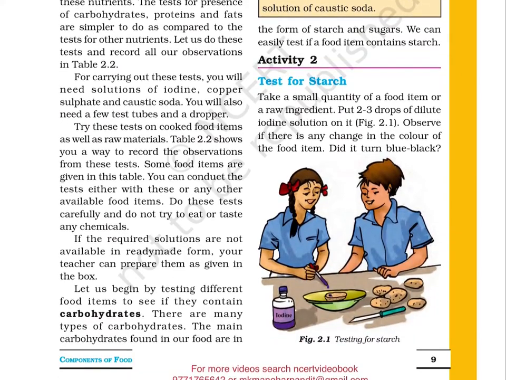Activity 2. Test for starch. Take a small quantity of a food item or a raw ingredient. Put 2-3 drops of dilute iodine solution on it as shown in figure 2.1. Observe if there is any change in the color of the food item. Did it turn blue-black? Here is a figure given. Figure 2.1. Testing for starch.